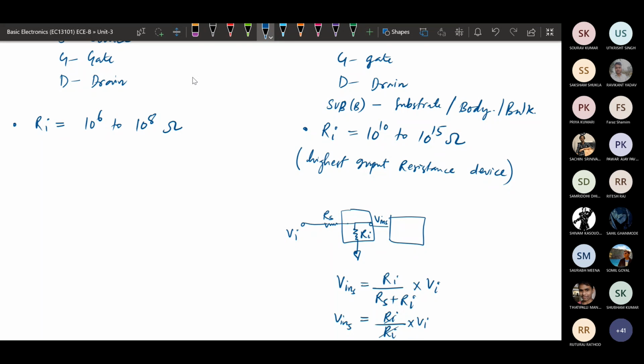That's why if any device has a higher input resistance, it should be used at the input part or the starting part of the system, so that the same input voltage we apply appears at the input of the system. So this is the system, and the input voltage to the system will be the same as the input voltage we are applying. That's why it is used as the first stage of any system.